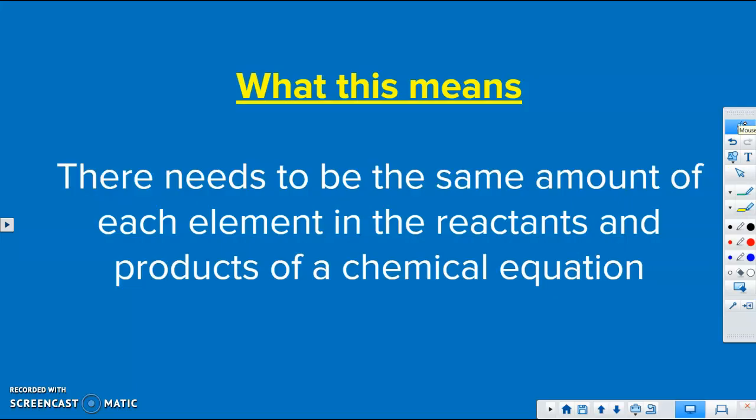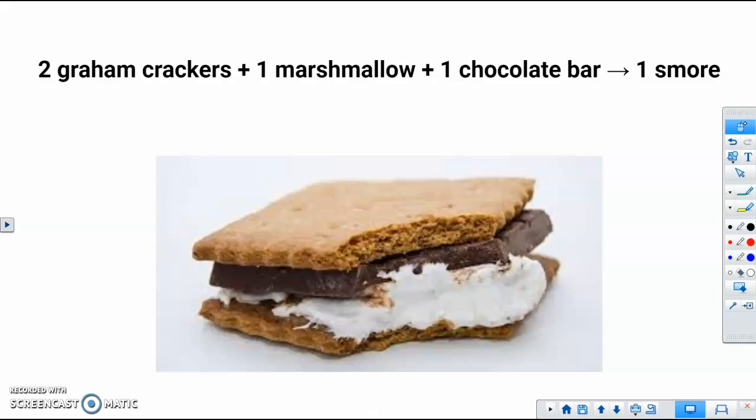All right, so let's go back to this idea of the law of conservation of matter. The law of conservation of matter, which you learned earlier, is that matter can't be created or destroyed in a chemical reaction. But what this actually means to us is that we need the same amount of each element in the reactants and in the products of a chemical equation. In other words, when we go from reactant side to product side, we can't just all of a sudden lose some atoms of an element, and we also can't just end up somehow with more atoms of an element. So there needs to be the same amount on each side.